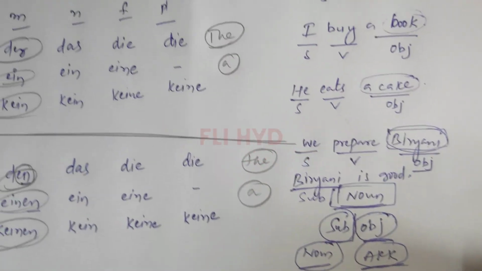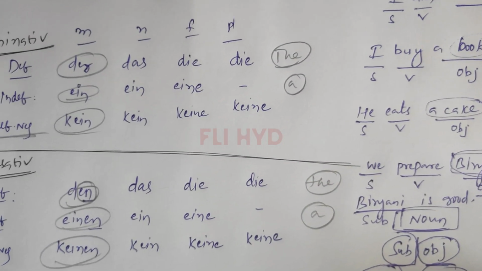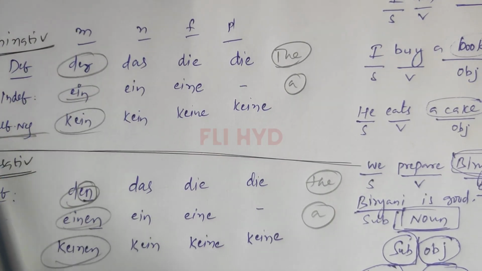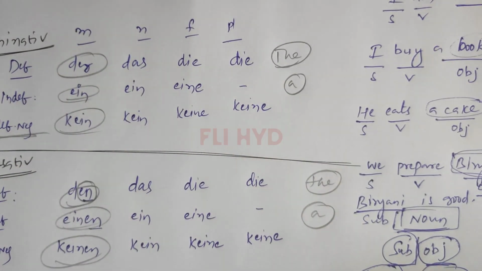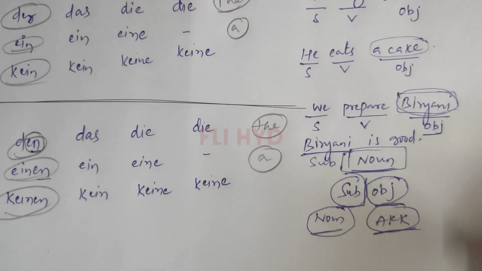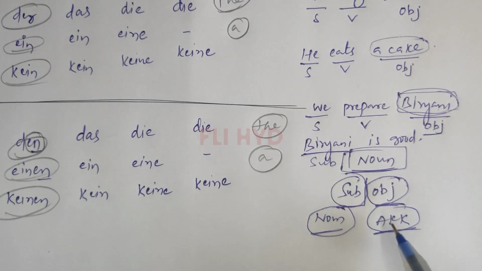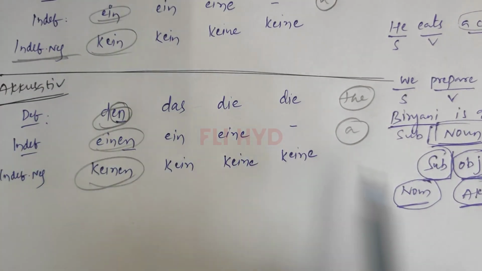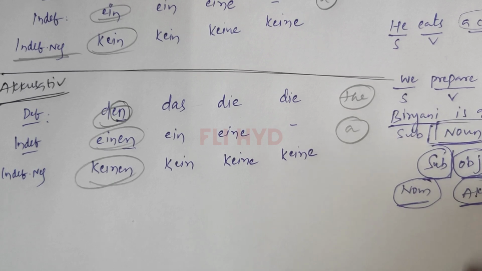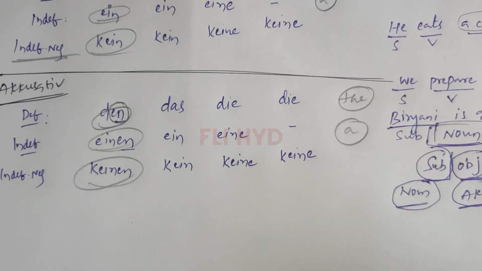So if it is in the subject place, as a nominative, then we have to use the nominative definite article, indefinite article, or indefinite negative article, based on whatever text we are doing. And if it is coming in the object place, then we have to use the accusative articles. Clear? So this is how we differentiate between the nominative and accusative.